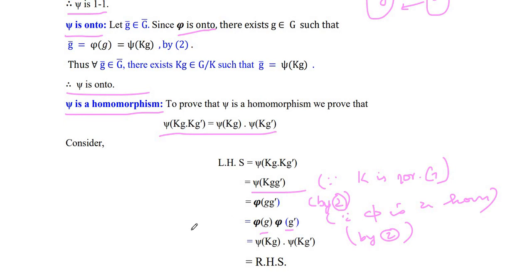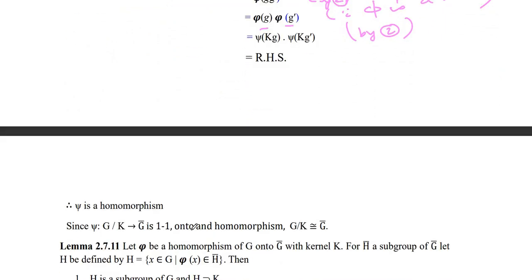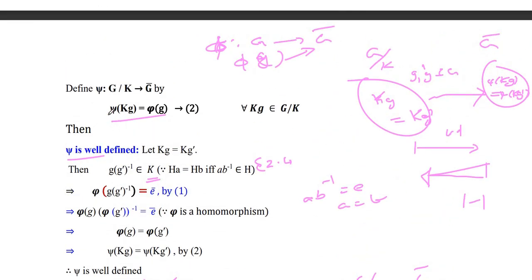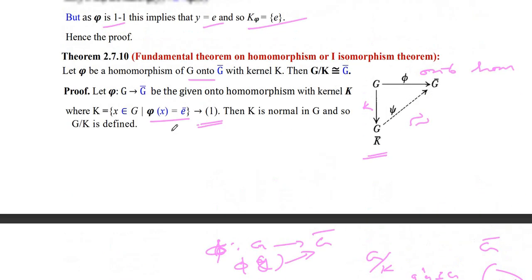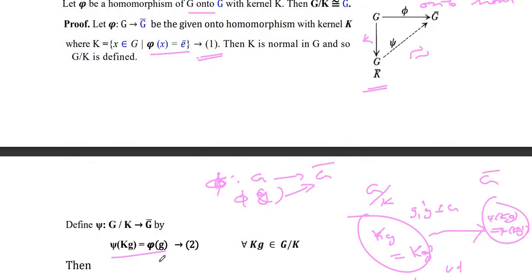So we have psi to be 1 to 1 onto homomorphism, and therefore by the definition of isomorphic groups, we conclude that G mod K is isomorphic to G bar. So what all that we have done, we'll have to define first what is the mapping from where to where that we are going. And even before that, to start with, what is given first has to be written. Phi from G to G bar is onto homomorphism with kernel K. What is K? All these are to be written first.